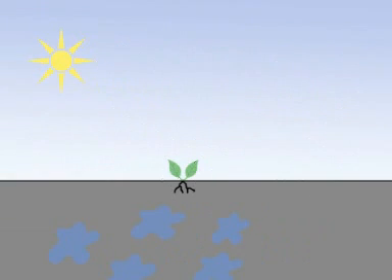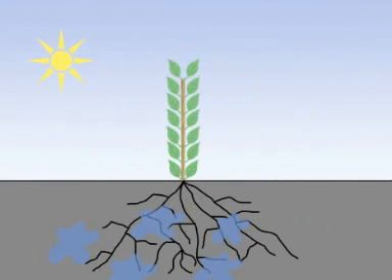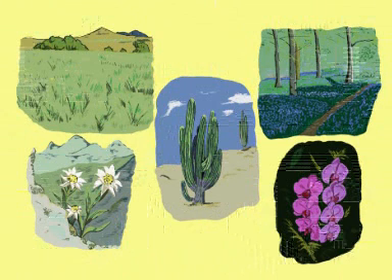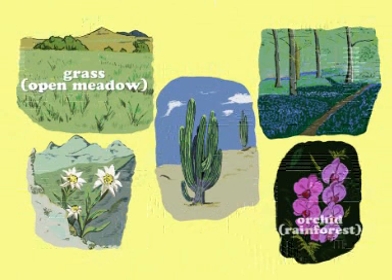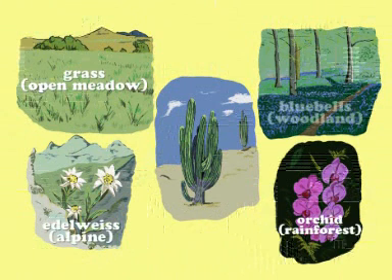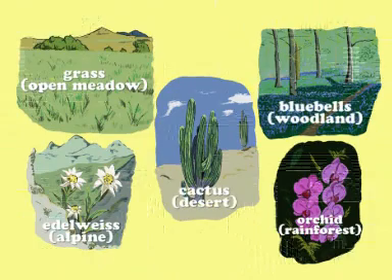If a plant has the right amount of nutrients, water and sunlight, it will grow, producing new plant material. Different plants grow well in different conditions and have features that suit them to the environment where they live.